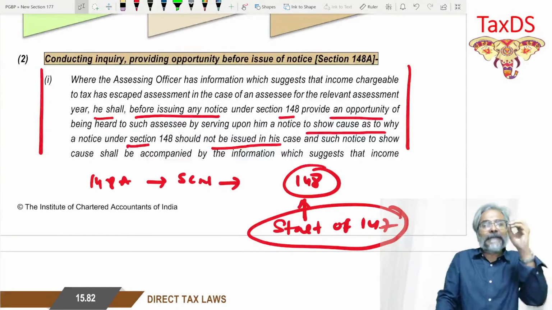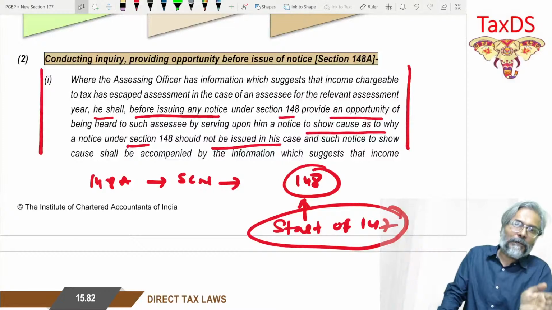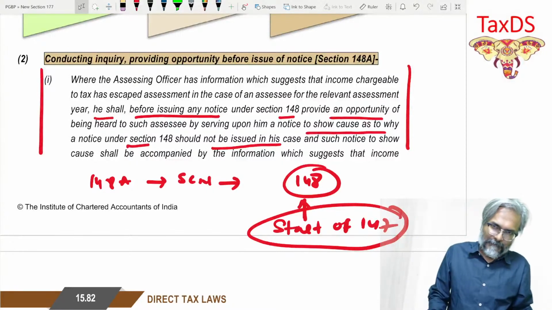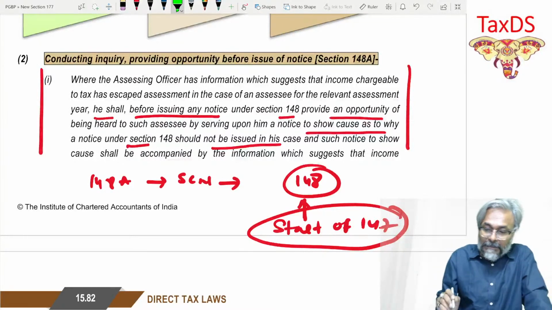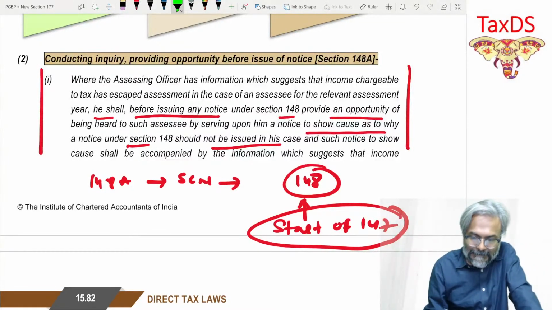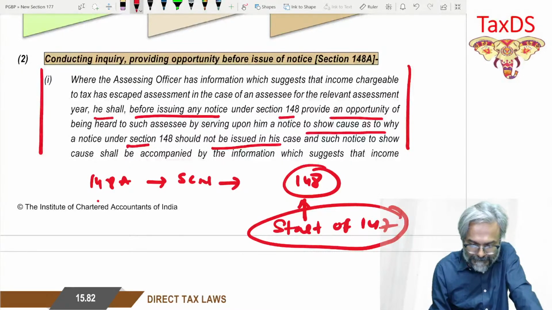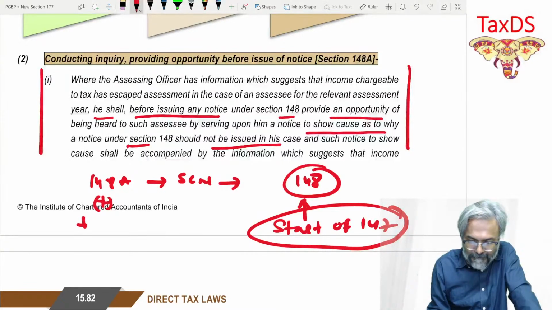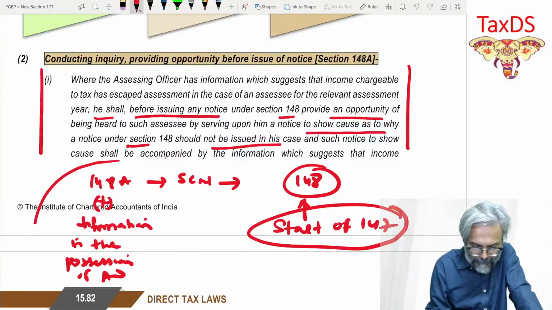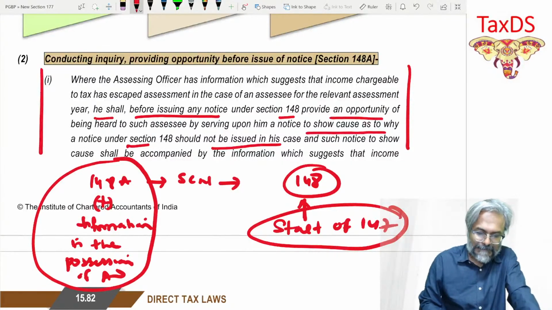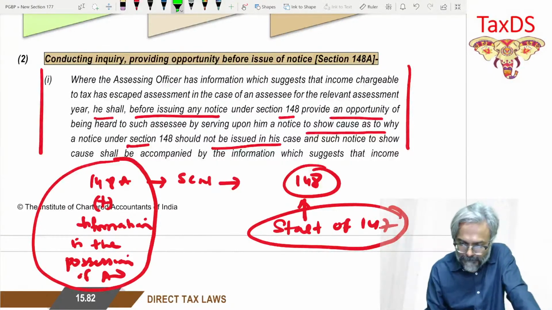Tell me the reason why I should not pursue Section 147 on you. Show me the reason. And a very important point, students: this notice under 148A should be accompanied with the information in the possession of the AO. This is very important. 148A plus the information which is in possession of the AO. This is the case, students.